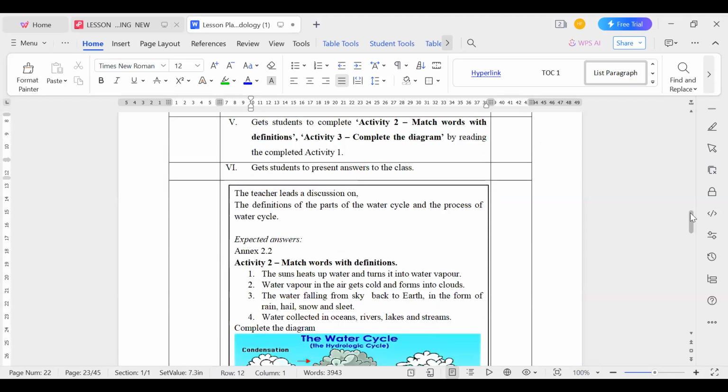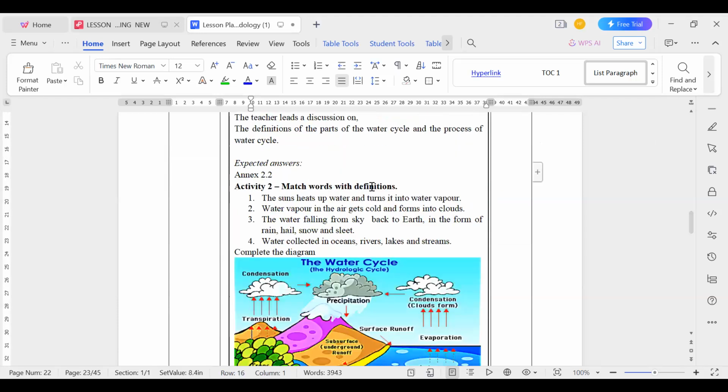So what are the words and definitions given? Here, match words with definitions. The sun heats up water and turns it into water vapor. What is the word that you have to match it with? Like that, you have to give them matching words. There are specific words, so here: condensation, transpiration, precipitation, evaporation and all that. So they are the words, and these are the definitions. You give them an activity sheet to match them.